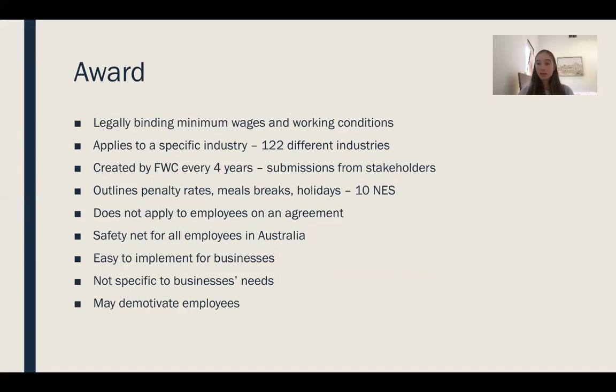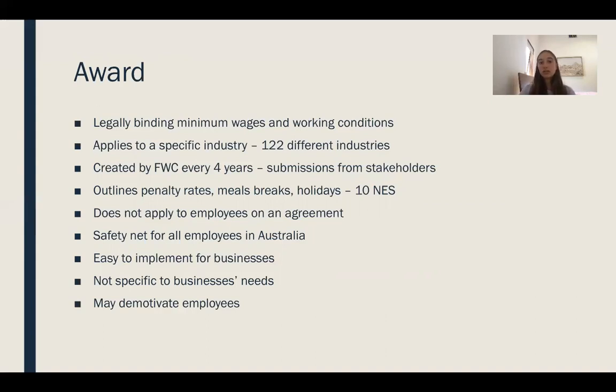I think it's personally better to learn about the awards and agreements first. And then as you go through the roles of the workplace participants, being HR manager, trade unions, you understand what they do in relation to each award and agreement better. So we're going to start off with the award.